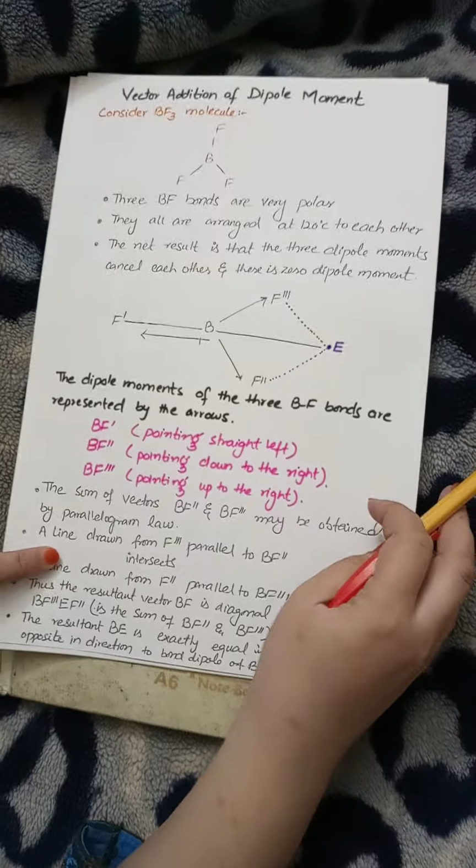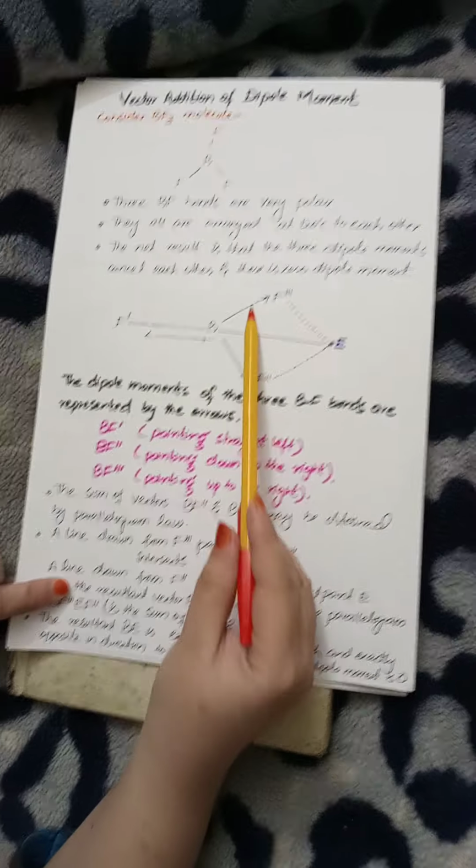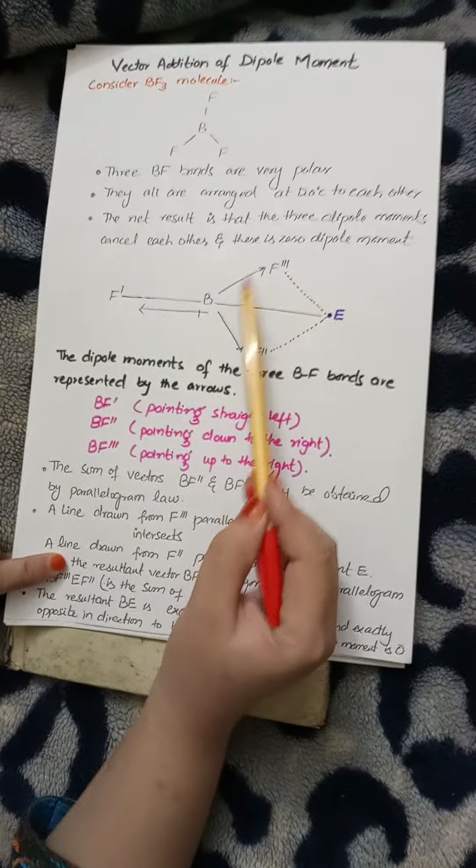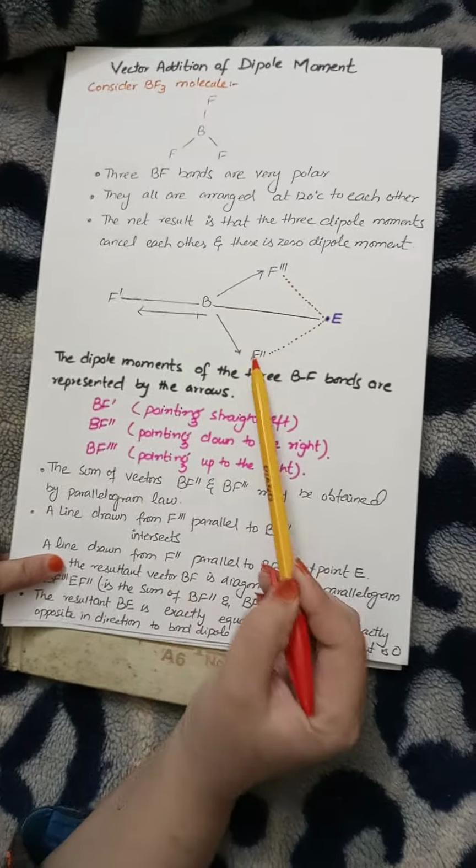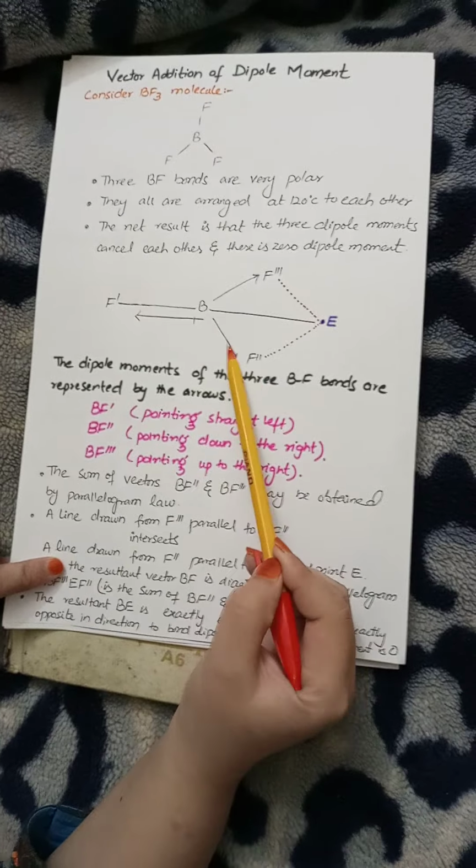Now what we will do is sum up these two vectors, BF3 and BF2. We will sum up these two vectors.